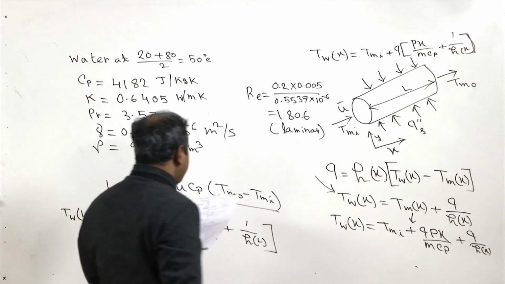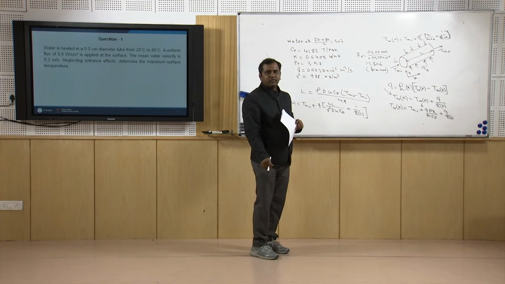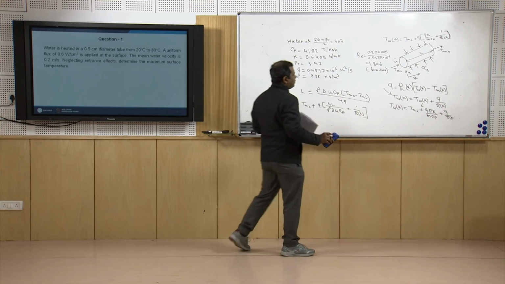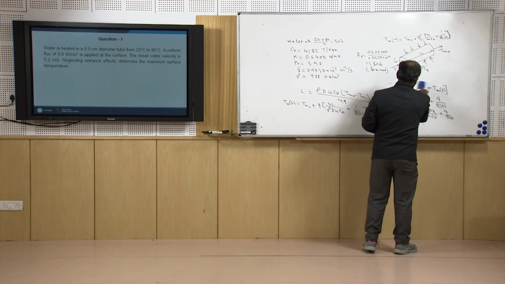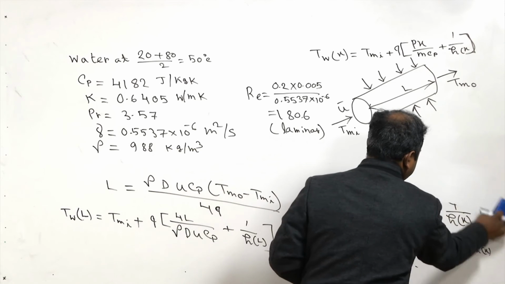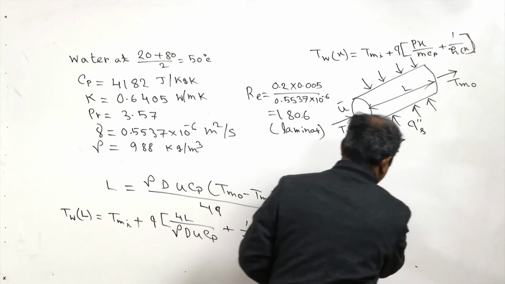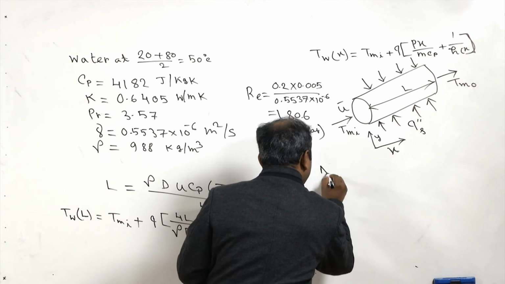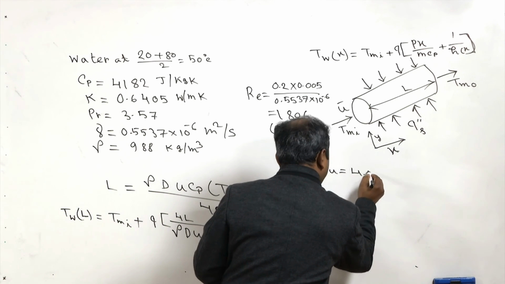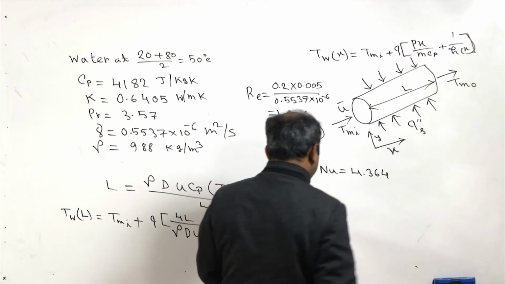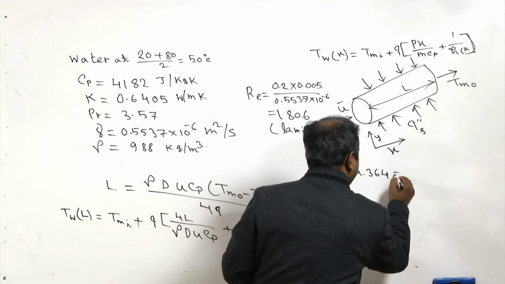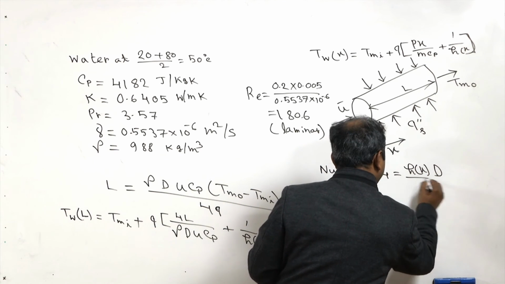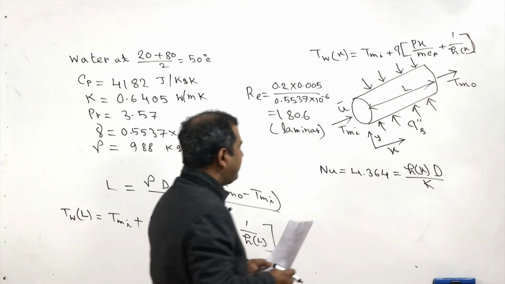So, if it is laminar and we actually have a constant heat flux case for a pipe flow, we can use our Nusselt number correlation. I have already told this in the lectures. For the constant heat flux laminar case, the Nusselt number becomes 4.364. This Nusselt number can be written as Hx times the diameter of the tube divided by K.